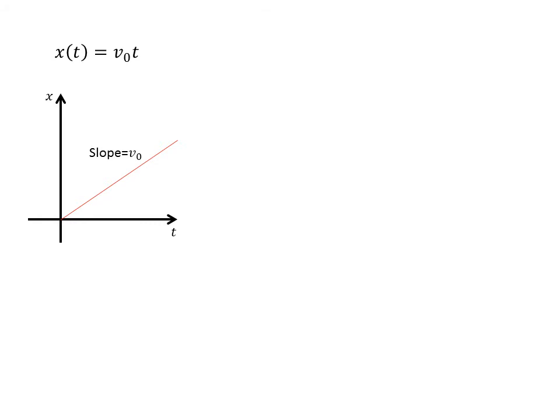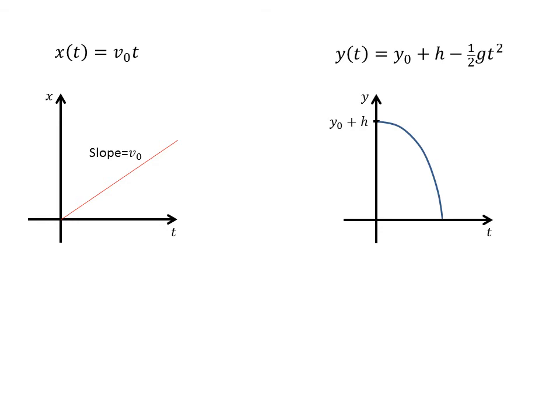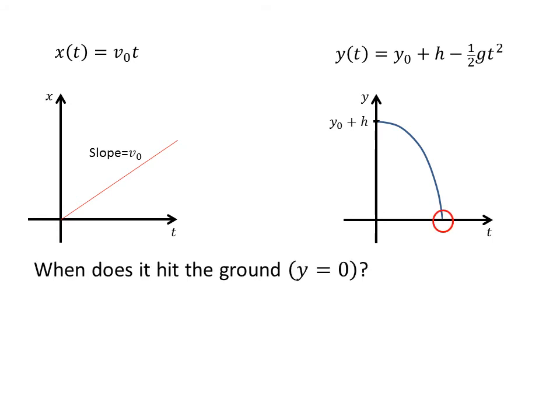Okay, now let's make some pictures. So for the x of t, it's a straight line plot, and the slope is v0, so the velocity. Very straightforward. The y of t is going to be a parabola. It starts at the initial position, y0 plus h, and decreases, so it's a downward facing parabola, or at least half of one. And it continues going down until it hits the ground when y is equal to 0 at some time. So the question is, when does it hit the ground? Or at least that's one of the questions.